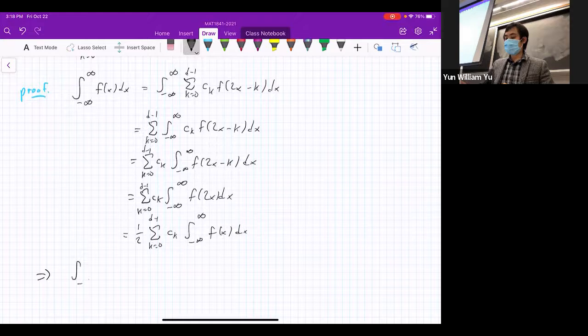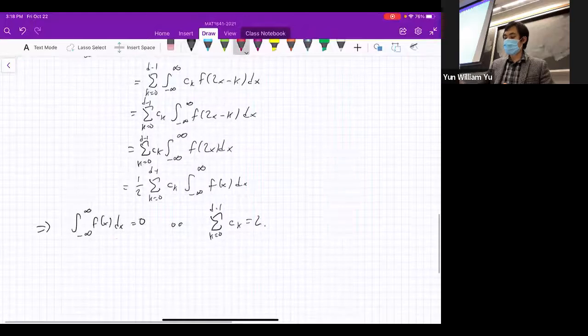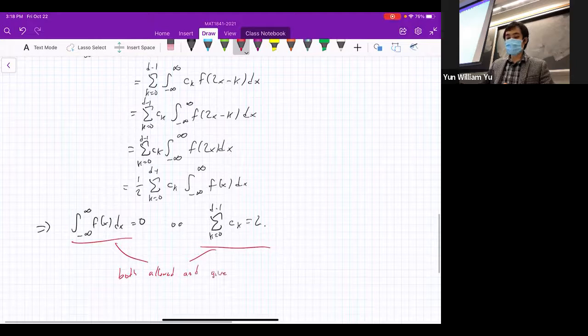So then either the integral is equal to 0 or the summation k from 0 to d minus 1 of our ck's is equal to 2. And both are allowed and give non-trivial, non-zero solutions.